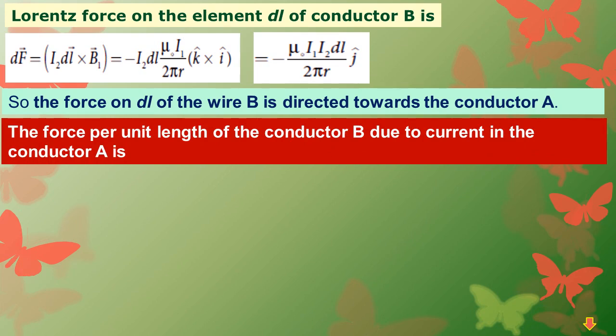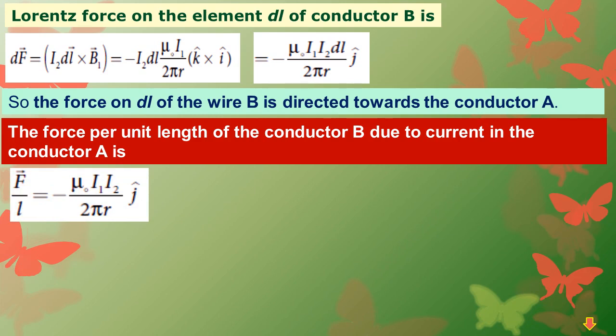The force per unit length of the conductor B due to the current in the conductor A. Remember, the force per unit length of the conductor B, not A, due to the current in the conductor A, is F vector divided by L is equal to mu naught I1 I2 divided by 2 pi r into j cap. That means we differentiate this and take the L to the left hand side.